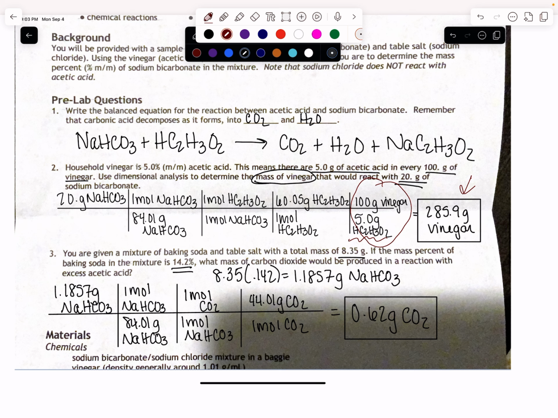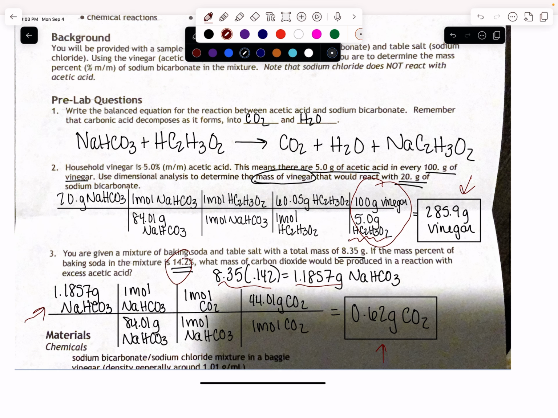The first thing that I did here was I figured out how many grams of the sodium bicarbonate I have. If I have a total mass of 8.35 and I know that it's 14.2%, I multiply by its percent, and that gives me 1.1857 grams of the sodium bicarbonate in the bag. And then that's my given. So I take my sodium bicarbonate, I change it to moles, use my mole to mole ratio, and then I convert it to carbon dioxide, and I should produce 0.62 grams of carbon dioxide.